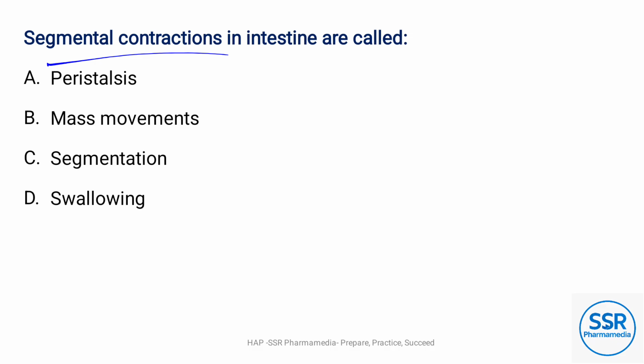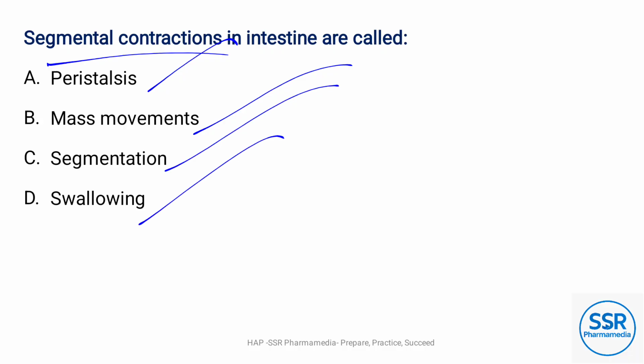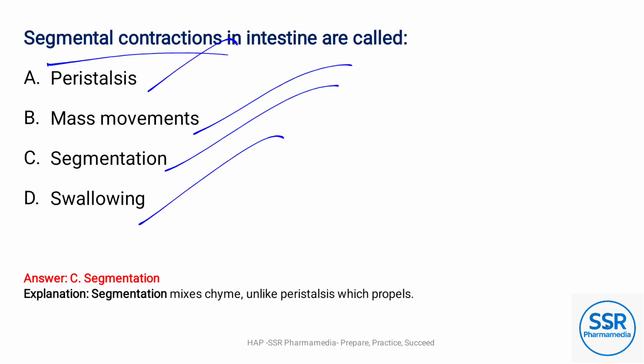Segmental contractions in the intestines are called: option A, peristalsis; option B, mass movements; option C, segmentation; option D, swallowing. So the answer is option C, segmentation. Segmentation mixes chyme, unlike peristalsis, which propels it.